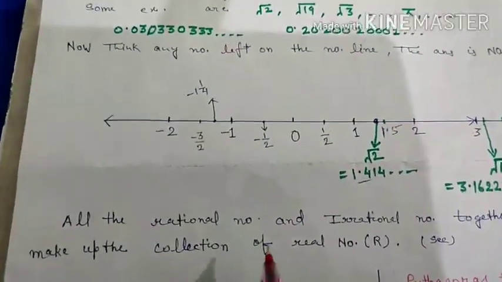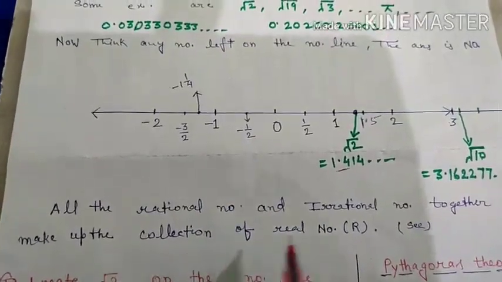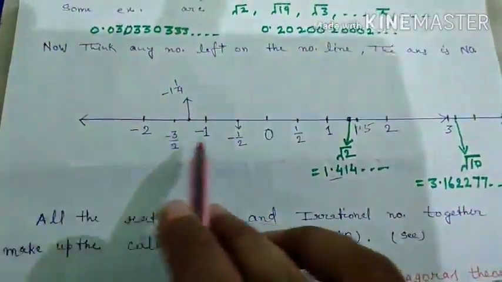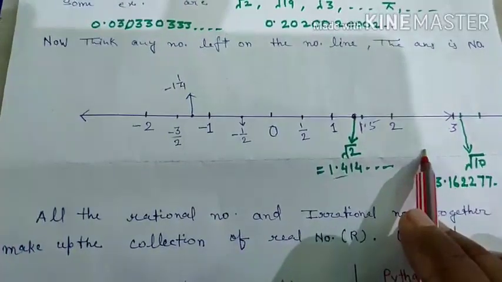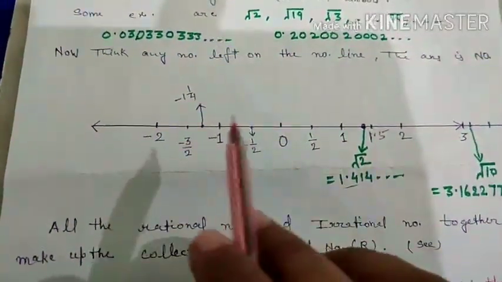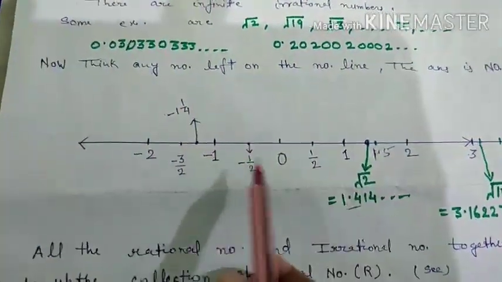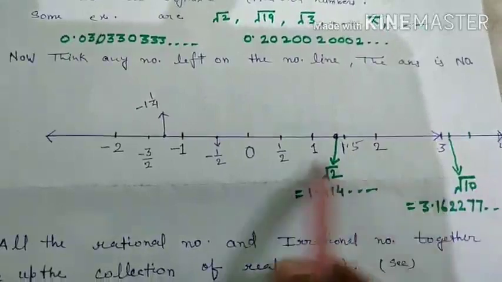All rational numbers and irrational numbers together make up the collection of real numbers. These are all real numbers. Now you see one thing, we are left with no number. All the irrational numbers and all the rational numbers are here on this number line.